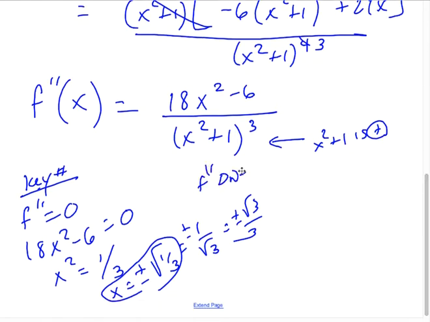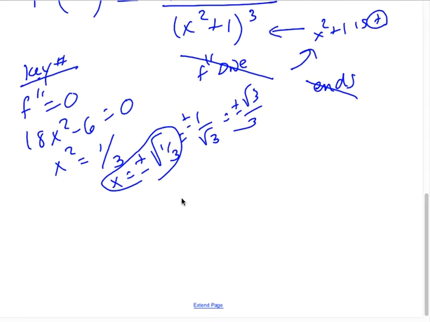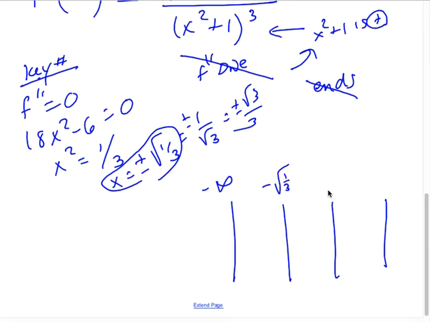F double prime does not exist is never going to be an issue because x squared plus 1 is always positive, and there are no endpoints. So the only values I have to put on my sign chart are negative infinity and negative root 1/3. I'm going to leave this as a negative root of 1/3. There is no incentive on the planet to clean it up, right?